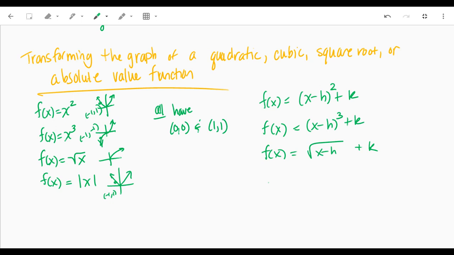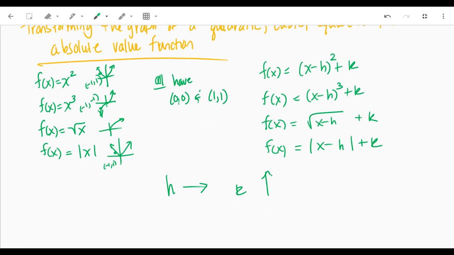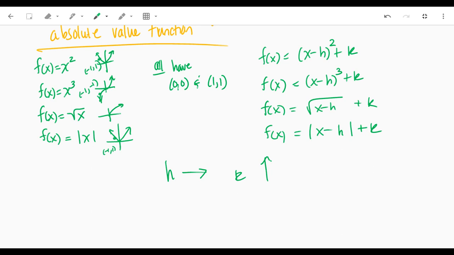And your absolute value, again. Okay, and h moves right and k moves up. All right, standard for all of them. Okay, so they'll give you your parent graph and they'll ask you to do your transformations on them.